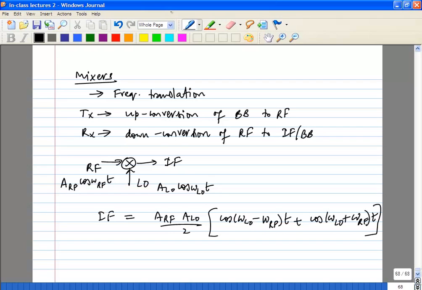Okay, so you're just writing cos A cos B as cos of (A plus B) plus cos of (A minus B), divided by 2. One of these is going to be the desired IF. Let's say you have a down conversion mixer. This would be your desired IF term, and this would be the term you throw away.